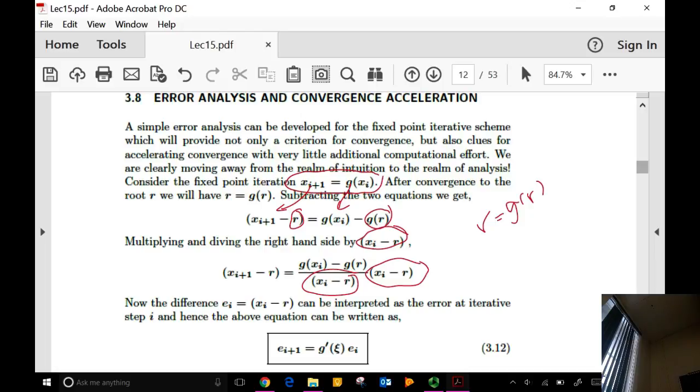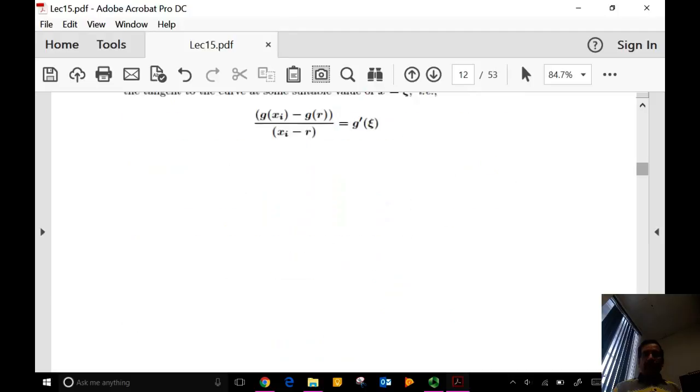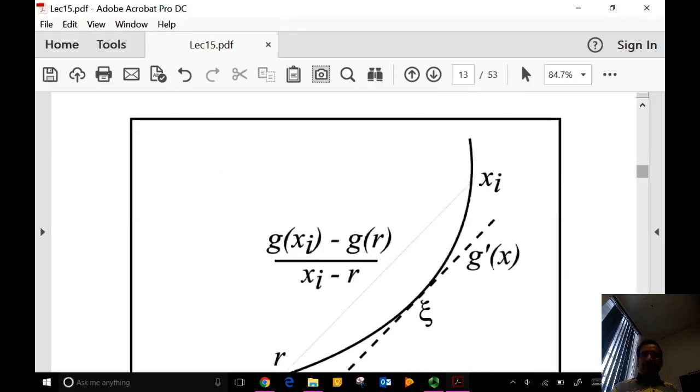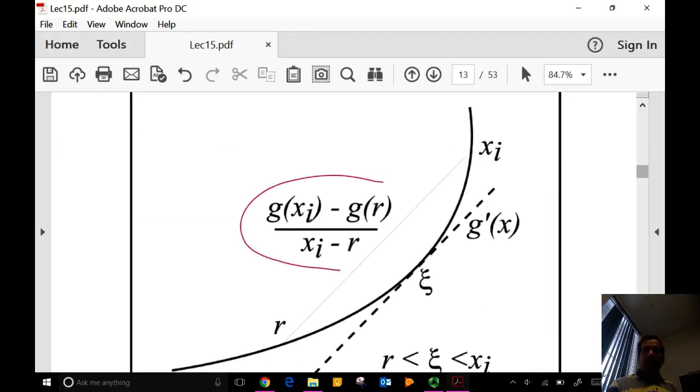x_{i+1} minus r is the difference, is the error. It is the difference between what I guessed at that iteration step and what is the actual solution. So this is the error at the i plus 1 step. That is the error at the ith step. So the error at the i plus 1 step is related to the error at the ith step by this factor. Okay, and what is that factor? You know from something called the mean value theorem, this is the ratio we are talking about.